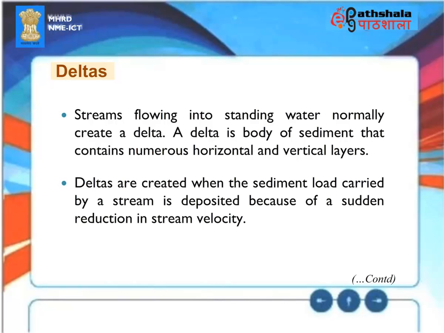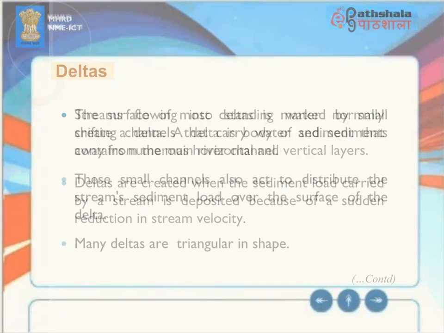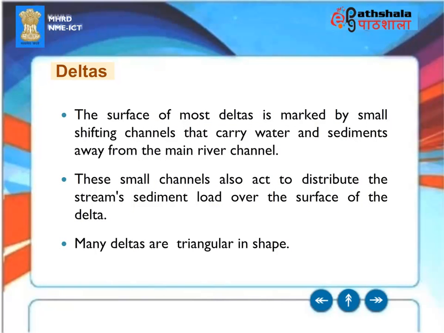A delta is a body of sediment that contains numerous horizontal and vertical layers. Deltas are created when the sediment load carried by a stream is deposited because of a sudden reduction in stream velocity. The surface of most deltas is marked by small shifting channels that carry water and sediments away from the main river channel. These small channels also act to distribute the stream's sediment load over the surface of the delta. Many deltas are triangular in shape.